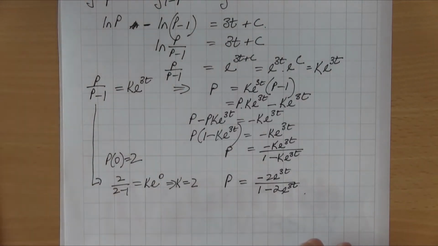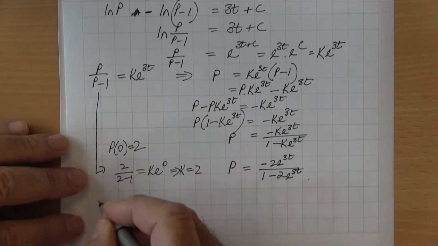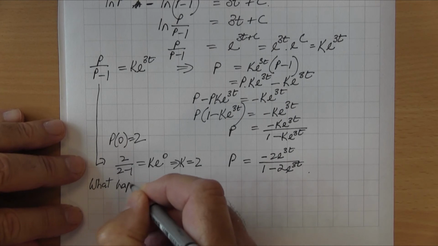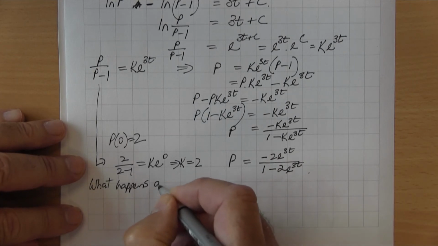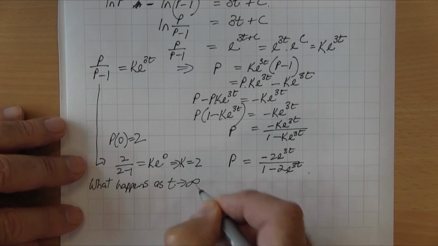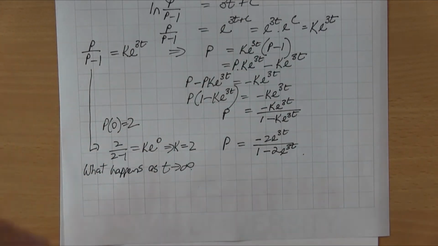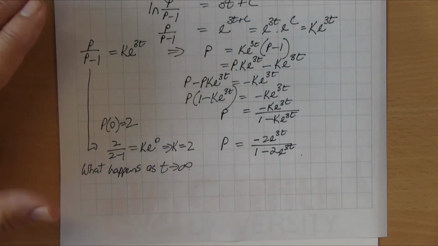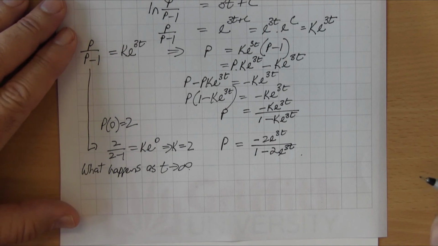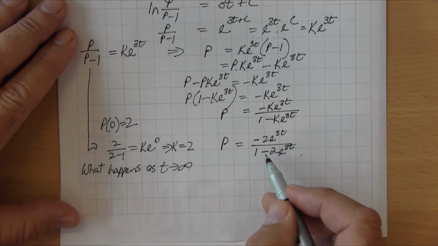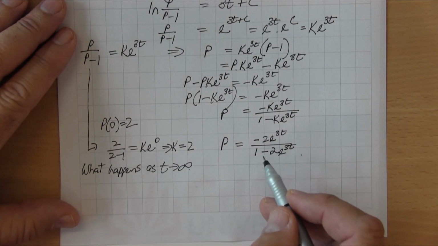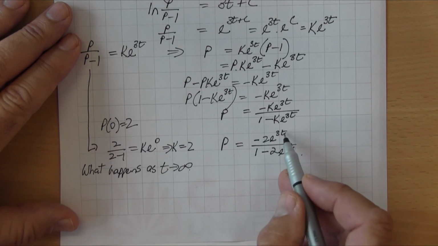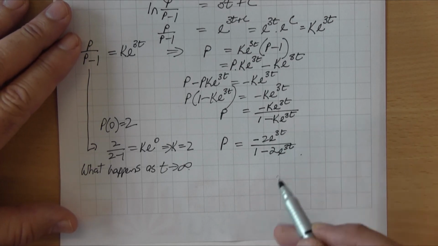Now, just as an extension of that, what happens as t approaches infinity? Another way of looking at that, because this is a population model, is what happens to the population in the long term. In the long term is as t approaches infinity. We are going to have to see what happens when we substitute infinity in here with e to the 3t.